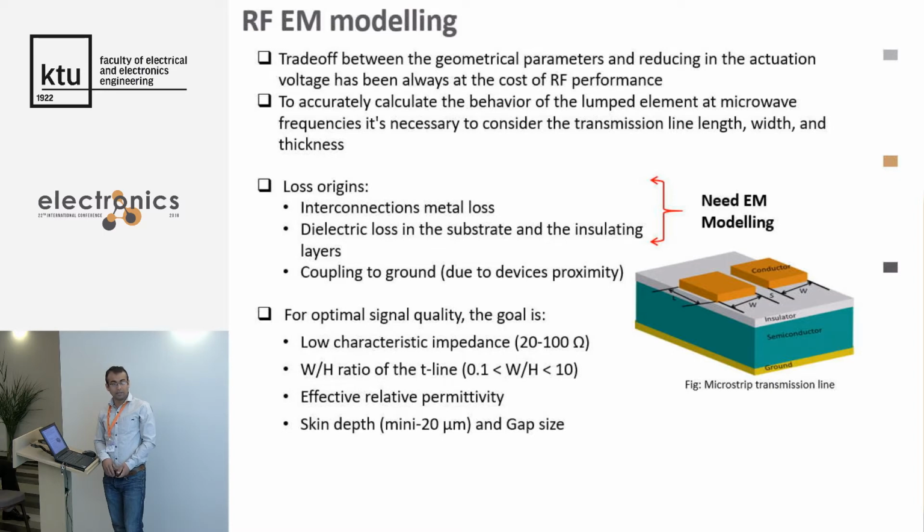So for getting the optimum design, we need to follow certain rules, like the low characteristic impedance should be between 2 to 100 ohm, and the width to height ratio should be below 10, and also we have to find the minimum effective relative permittivity. And also, very importantly, we have to follow the skin depth and also the gap size to maintain the losses as well as to minimize the voltage.